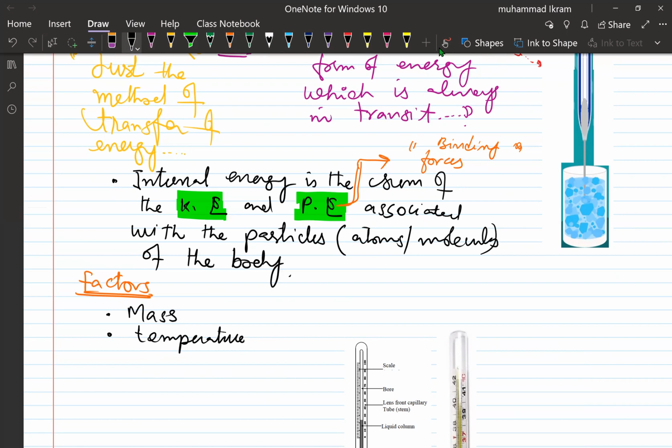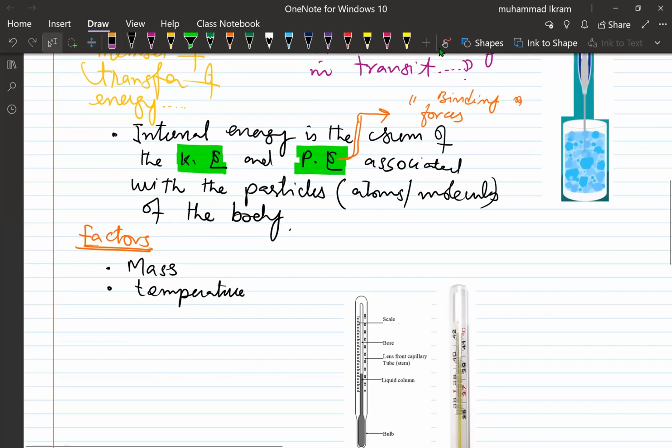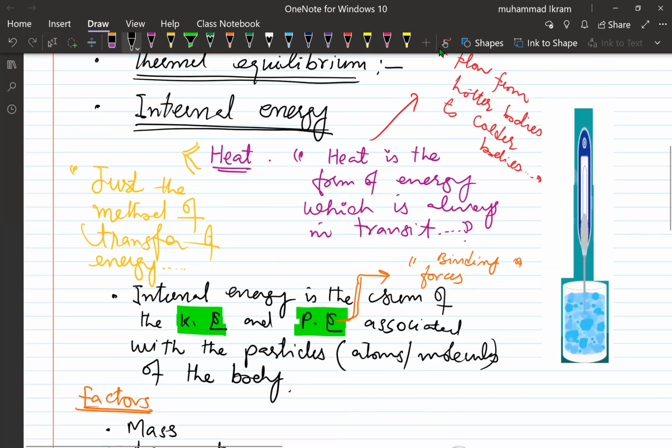So these are the factors which can affect the internal energy. The first is temperature. That means if you increase the temperature of a substance by giving it heat, you are actually increasing the internal energy, right?